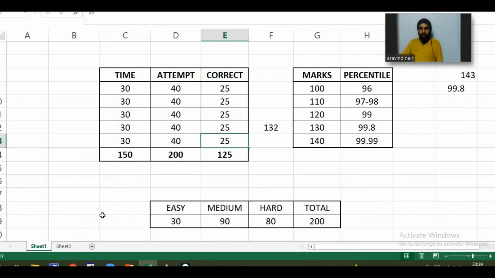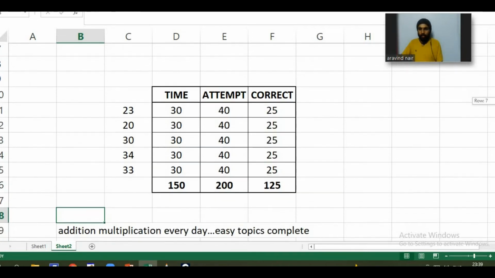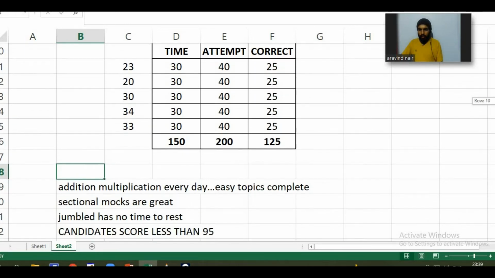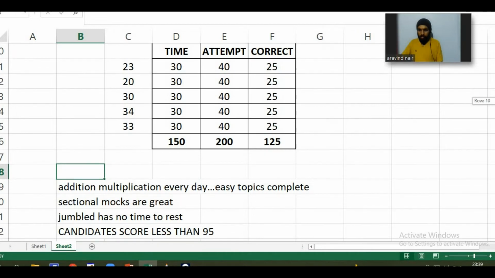So finally, I just want to say one more thing. This is the time that I took. 40 questions, 23 minutes, 20 minutes, 30 minutes, 34 minutes, 33 minutes. This is the time I took to solve. And there were some points which I wanted to discuss. Additional sectional mocks are great. So these are the 4 points I really wanted to discuss. Maybe I'll make another video about only this section, or I'll just put it in this. So let's see.